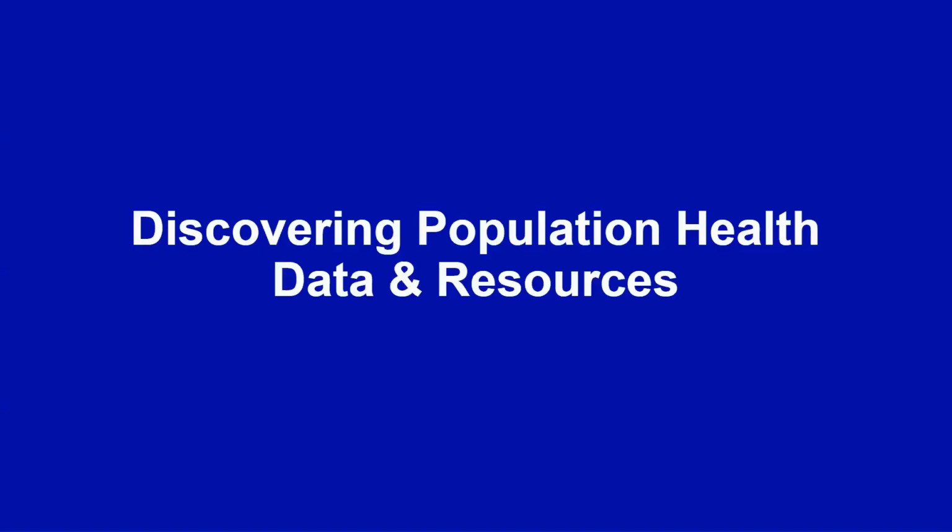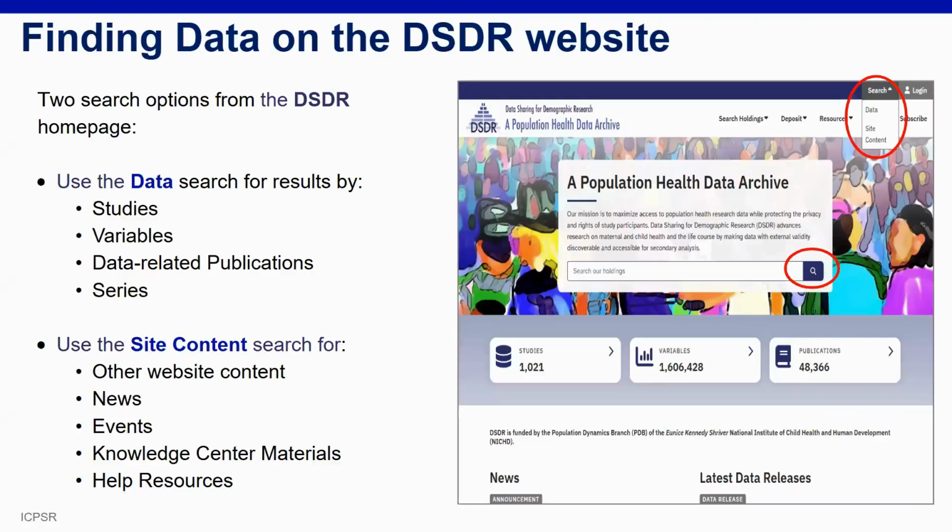Okay, so in this next section, I'll be talking about how you can discover population health data and resources on the DSDR website. The DSDR website is available at dsdr.icpsr.umich.edu. And from the homepage, there are 2 ways to search for data and related information.